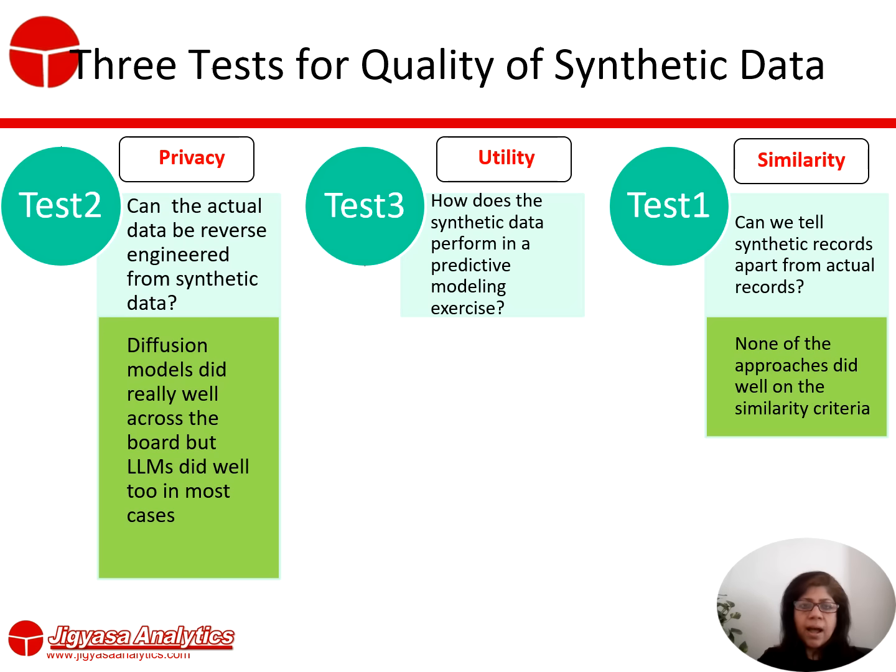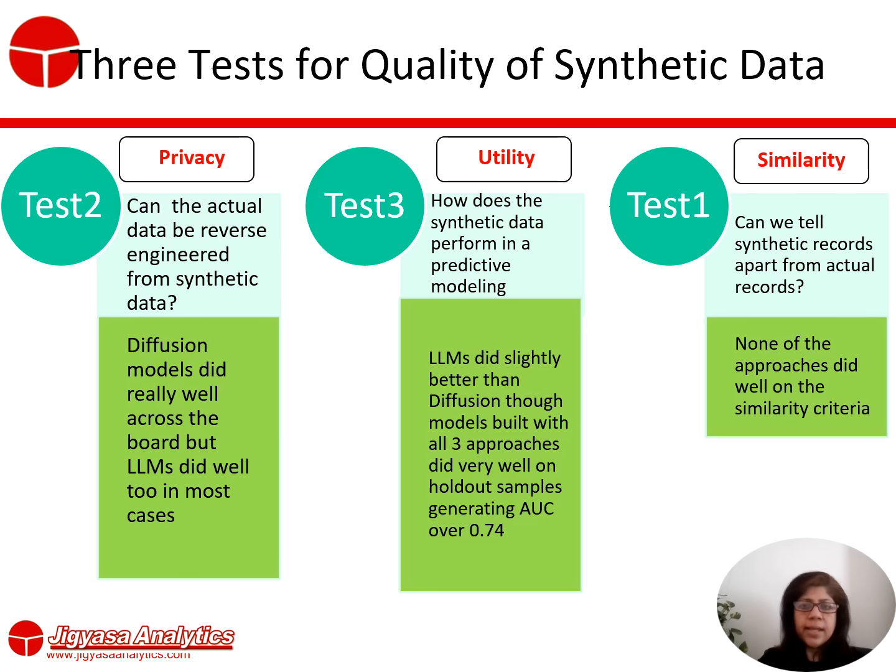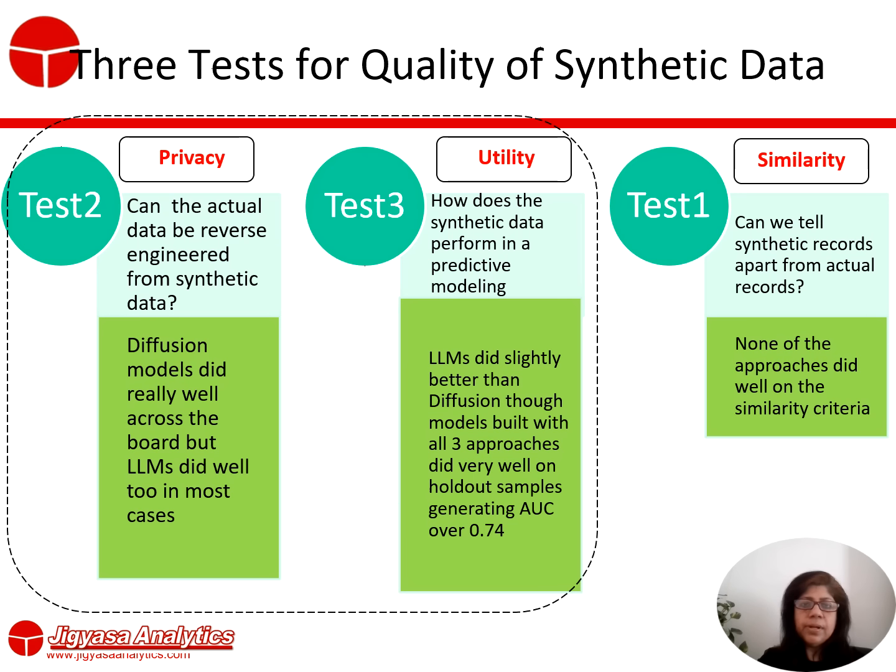We found that large language models perform slightly better than diffusion models in our holdout samples, although all three approaches did very well in our holdout samples, generating AUCs greater than 0.74 in each case. So in this final and most important test, all our synthetic samples performed really well. And since many of the samples also preserve the privacy of the true dataset, these deep learning based approaches to create synthetic datasets seem to be very useful and can have many business applications when data is scarce or cannot be accessed due to privacy reasons.